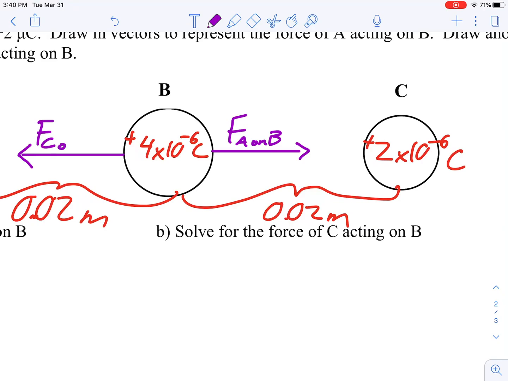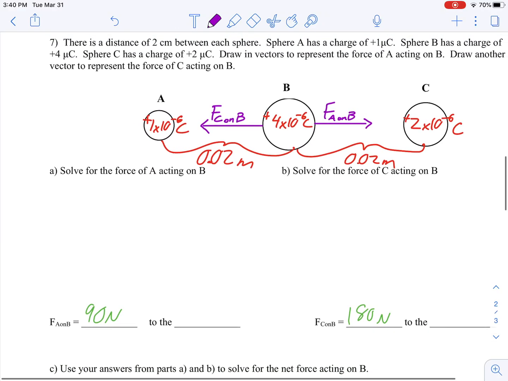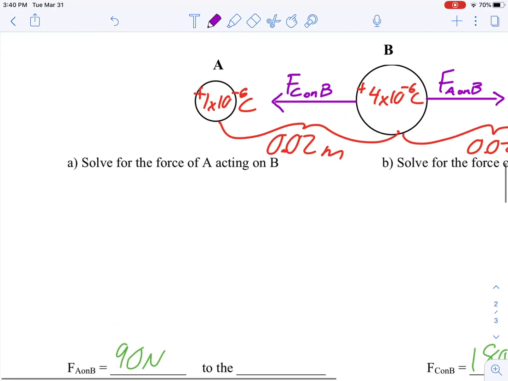So force of C on B. A's pushing it to the right, B's pushing it to the left. Now, are A and B pushing on each other? Yeah, but just forget about that. We're just focusing on B right now. So the first one says, solve for the force of A acting on B.